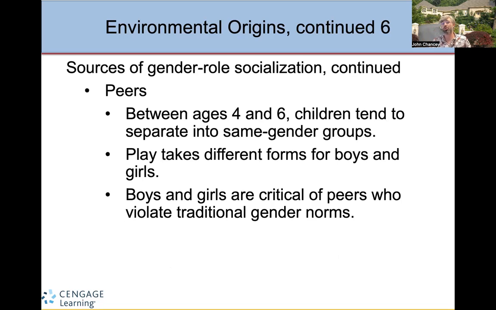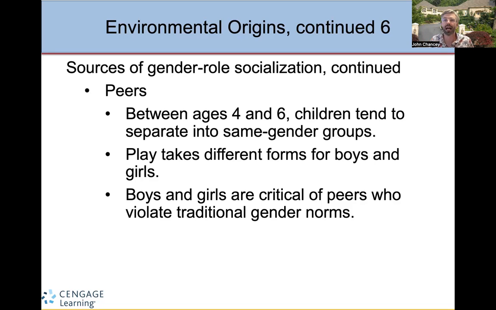The next agent of socialization when children go to school is their peers. Around 4 to 6, children tend to separate into same gender groups. Boys start hanging out more exclusively with boys, girls with girls. Play also starts to take different forms for boys and girls. Boys and girls tend to be critical of children who violate traditional gender norms. They start to reinforce and punish each other. It's not just their parents, they're doing it themselves now.